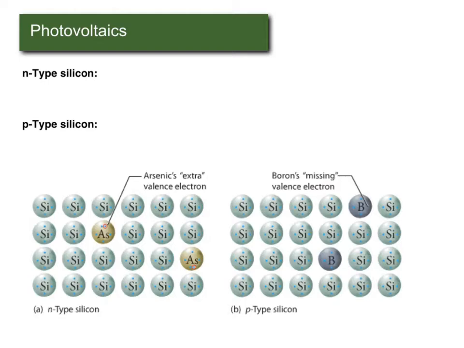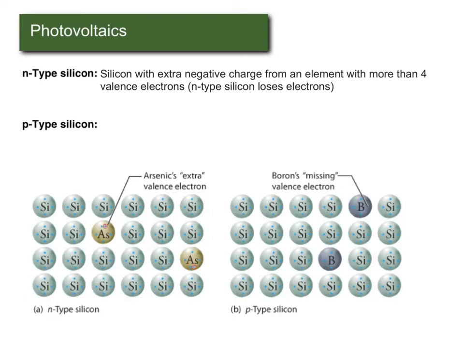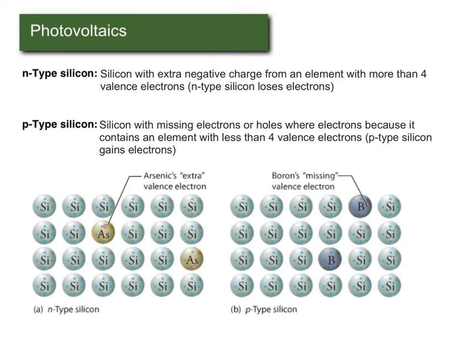There are 2 different types of silicon that they use, and it depends on what they're doped with. N-type silicon is doped with extra negative charge, and in this case, that comes in the form of arsenic, and arsenic has 5 valence electrons, so there's essentially an extra electron floating around that's not quite sure where to go. Okay, in a sample of P-type silicon, the P is for positive, and so in that case we have actually missing electrons.